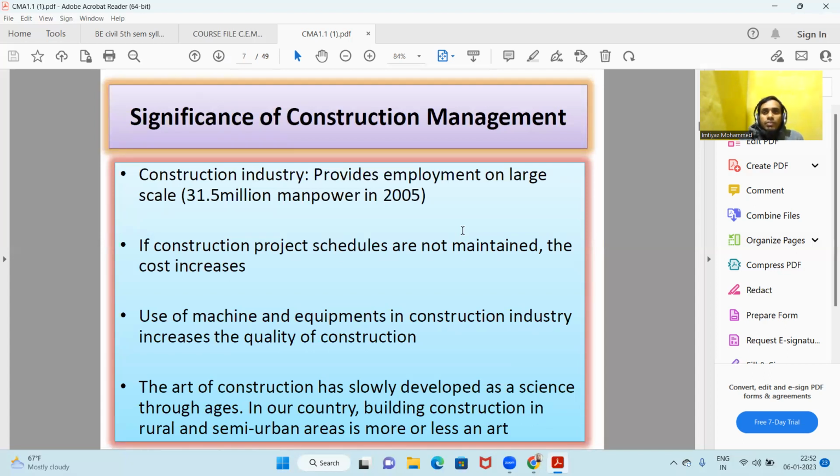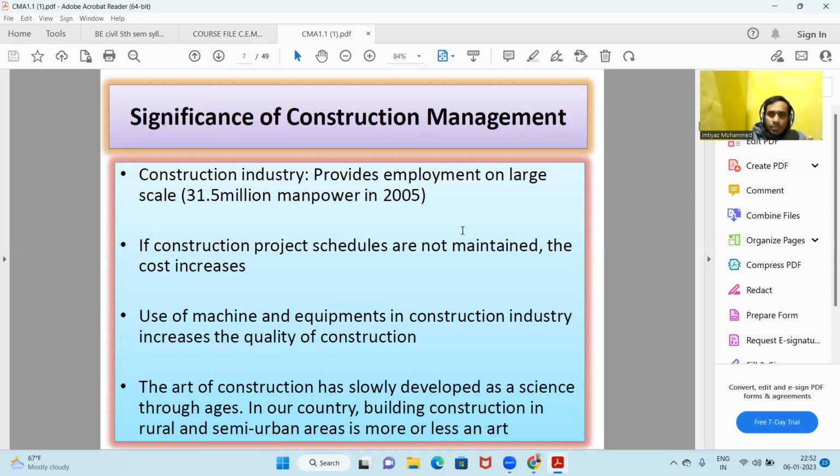Moreover, if we do not take construction management into account and if we are not planning, then the cost of the project increases alarmingly. This can pose a huge burden to the nation, to the contractors, to the developers and all. Moreover, if we are using sophisticated machines and equipment in the construction industry, we can always be ensured of a good quality of construction.